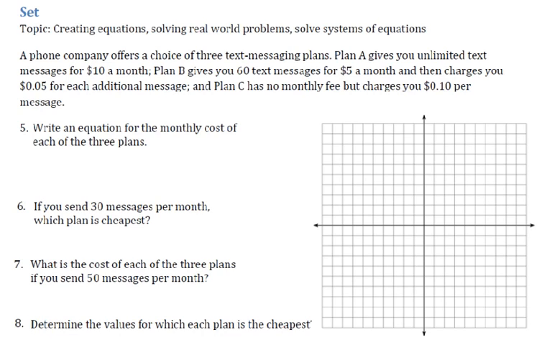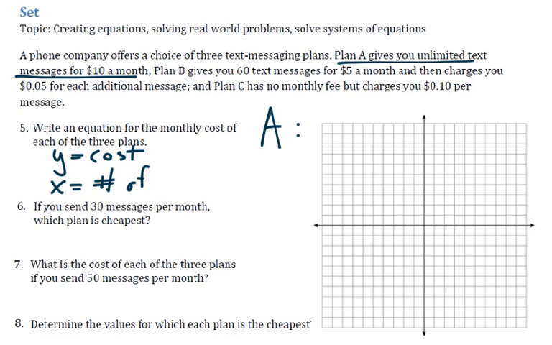So Plan A, unlimited text messages for $10 a month. Okay, so what's the connection here? What would be our variables? Y might be the cost of our plan. X would be the number of texts. Now, if we look at the first one, does it matter the number of texts? No. Your cost is always going to be $10 a month. So Y equals 10. Okay, B.